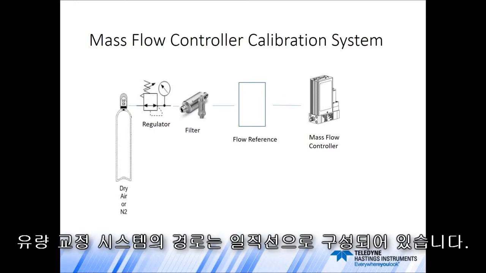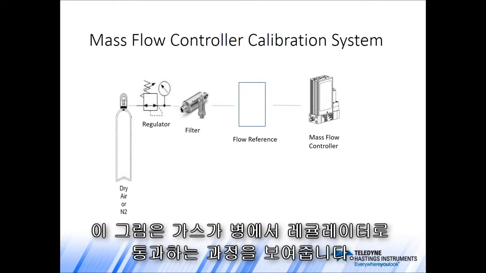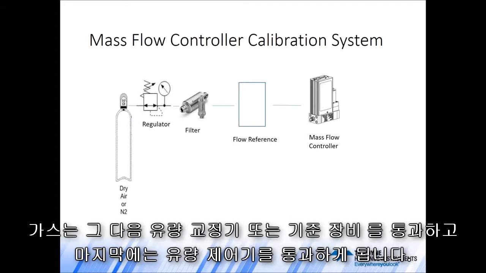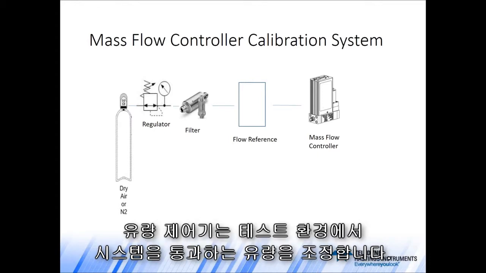So in the flow calibration system, the path is pretty straightforward. In this diagram, we show the gas coming from a bottle into a regulator. Next, we go through a filter. That's optional, but a good thing to have. And then into the flow reference, or flow standard. And finally, we use the flow controller under test itself to regulate the flow moving through the system.